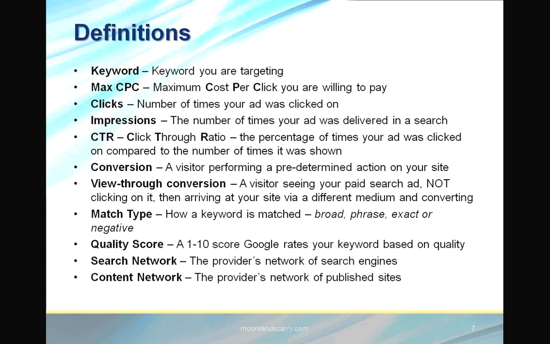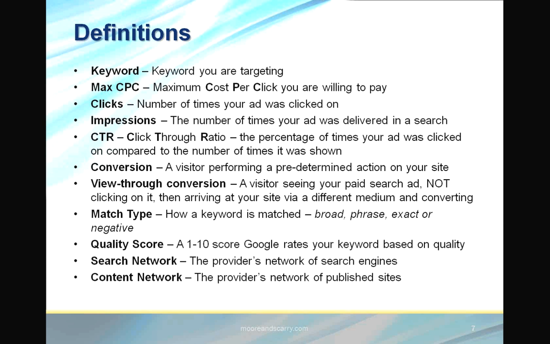The first thing we're going to go through is keyword, and that's simply the keyword that you're targeting. When somebody types a particular keyword or set of keywords into a search engine, and we use those keywords in paid search, that's what we define as a keyword target. Our max CPC is the maximum cost per click we're willing to pay, and we could bid anywhere from 10 cents to $10. That maximum cost per click, A, defines how high on the page we're ranked, and B, defines how much we pay when someone does click on our ad.